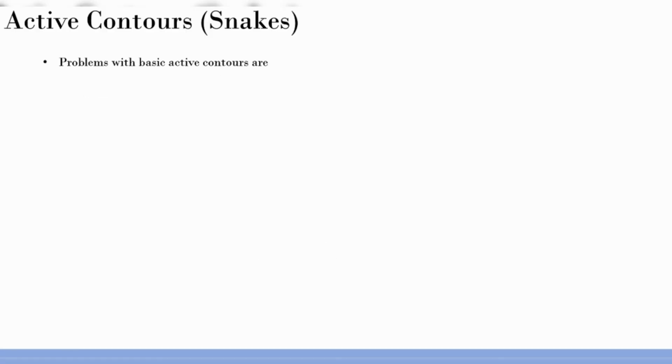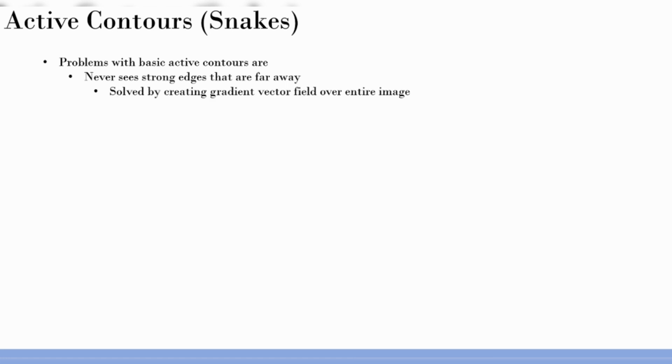Now problems. So what are the issues with active contours or snakes? You already saw that in the first demo I showed you. Some of them is that it never sees a strong edge that is far away, right? That's quite obvious. It just looks at that 3x3 neighborhood I was showing you there. One way to get rid of it is to increase that range, but then the algorithm becomes slower and maybe too many false negatives will come into the picture. But there is an interesting way to solve this issue, which is by using a gradient vector field.